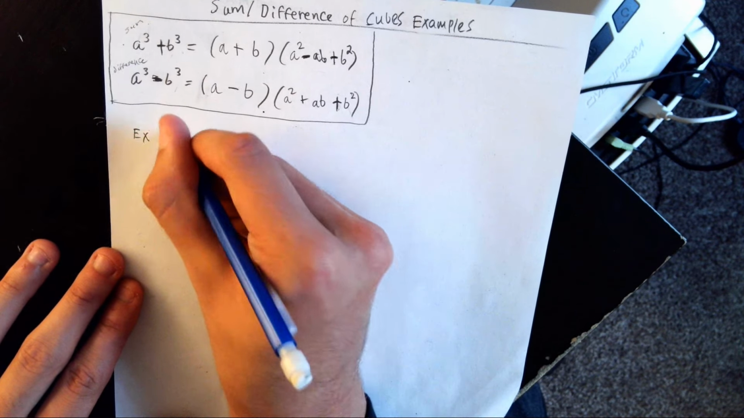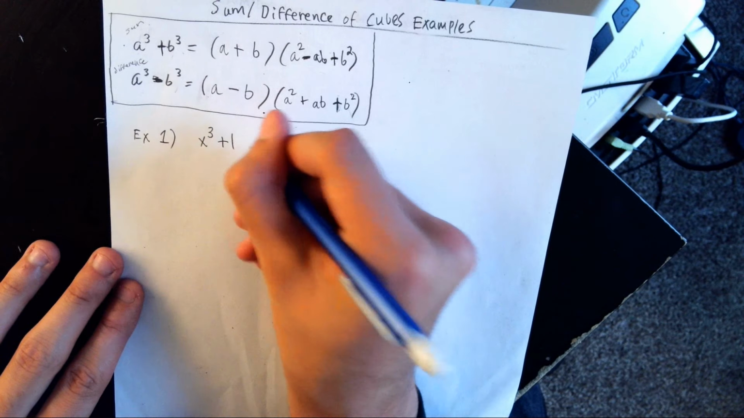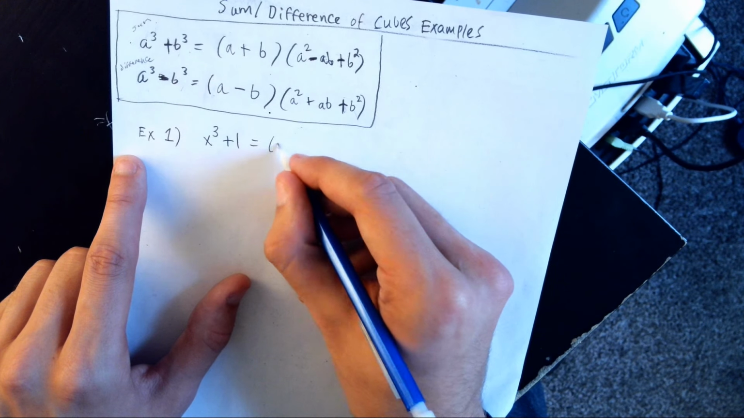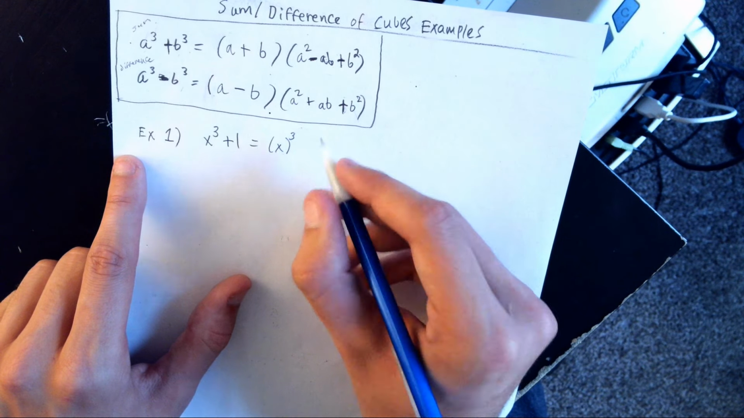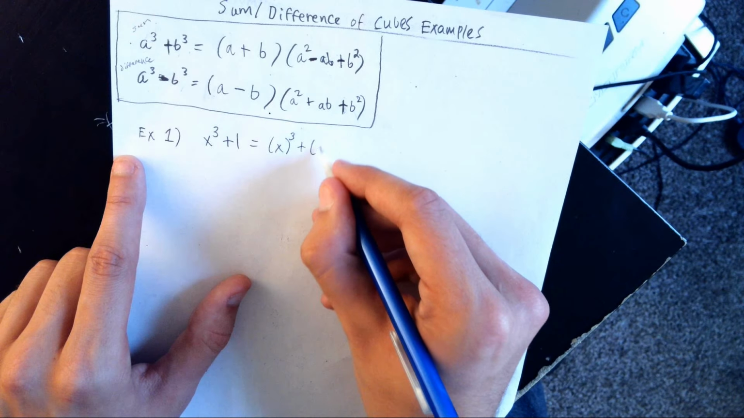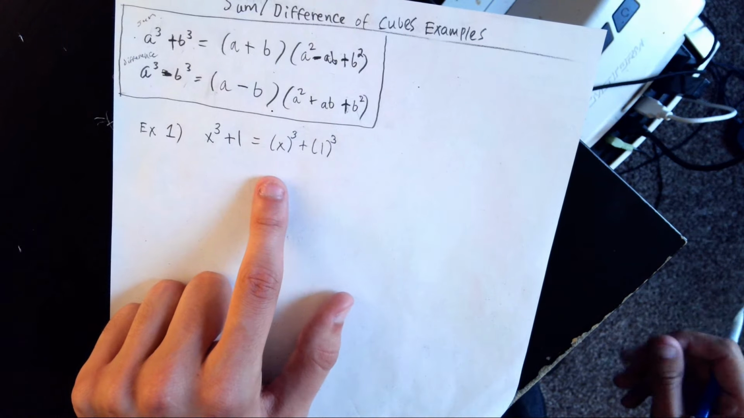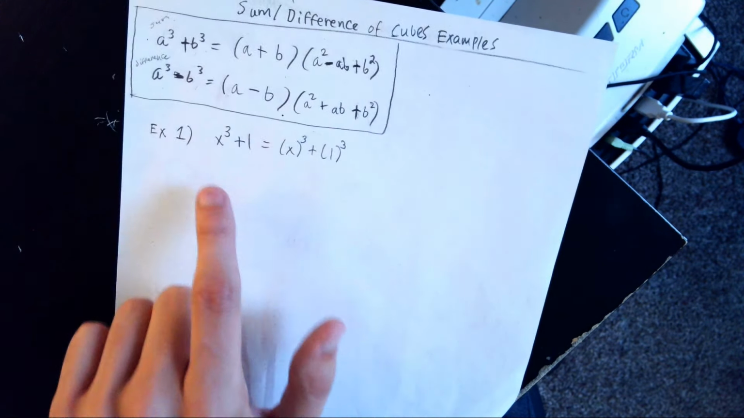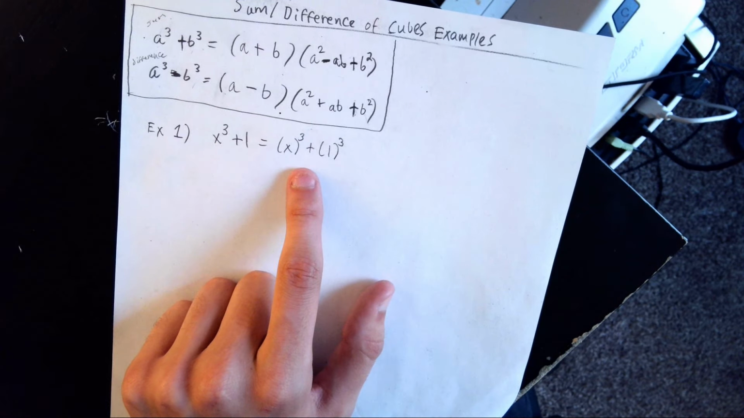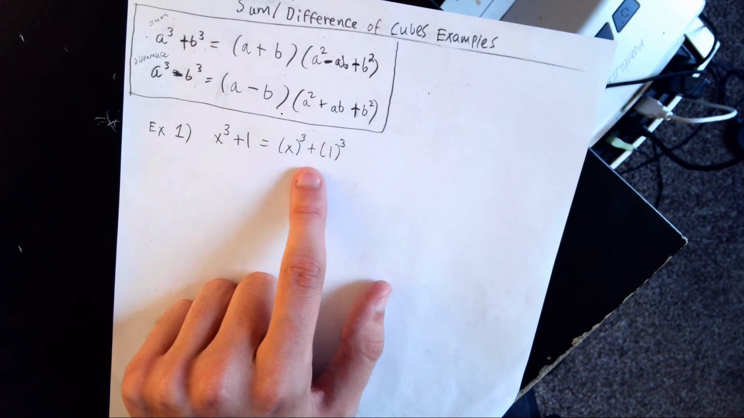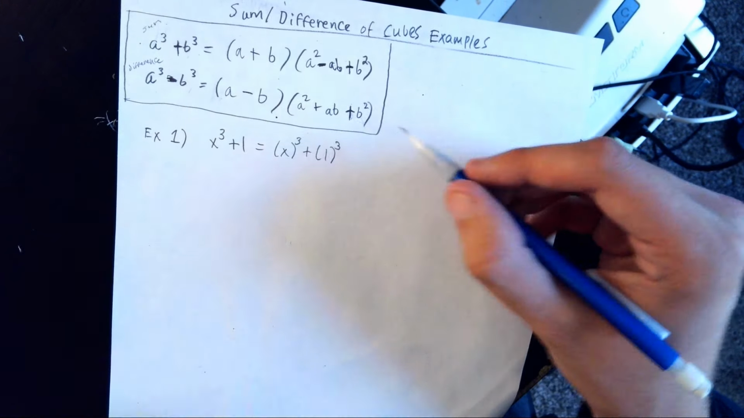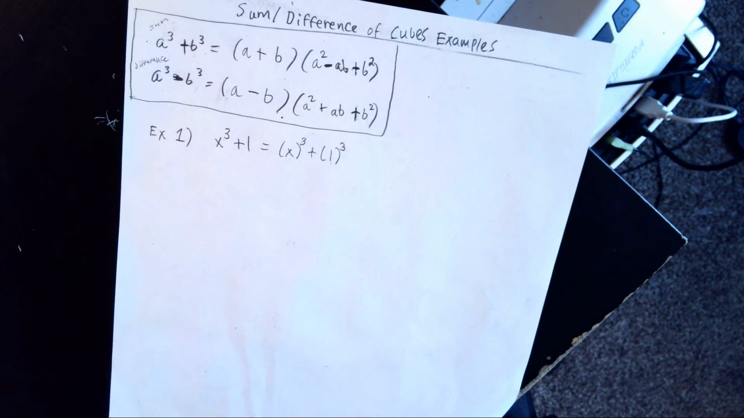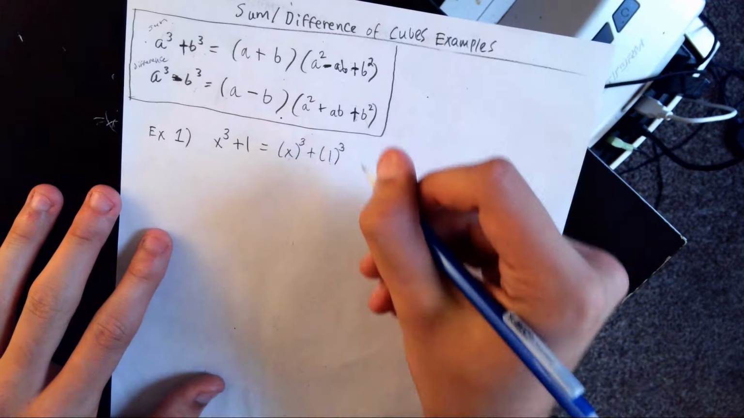So example 1, let's just say we have something nice and simple, x cubed plus 1. And let's say I want to factor this sum of cubes. Well, the first thing you want to do always is identify what a is and what b is. So you want to express each of the things as cubes. This writing here makes it more immediately clear that this is a sum of cubes, because we have x cubed plus 1 cubed. So we've got something cubed plus something cubed. That's a sum of cubes, right? So now we're just going to apply this formula.